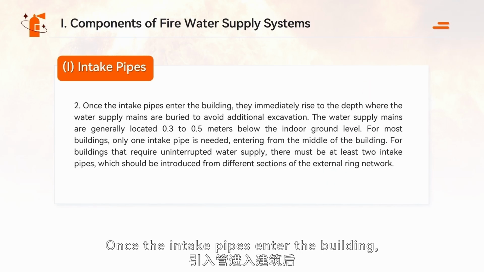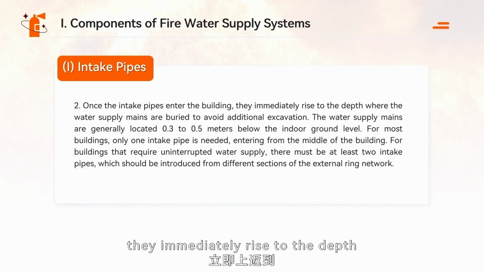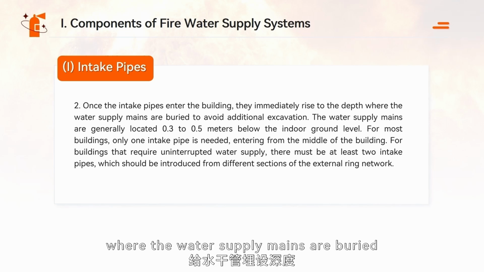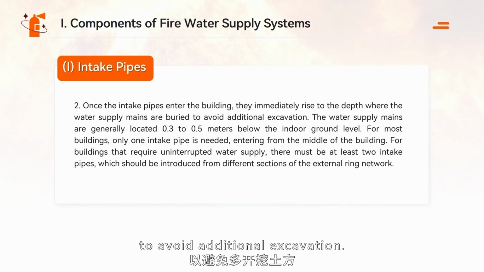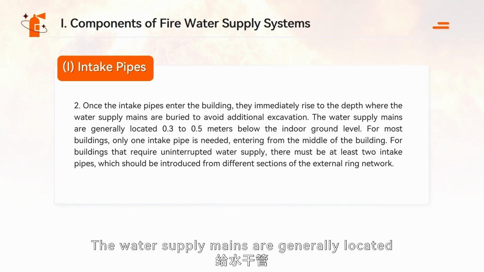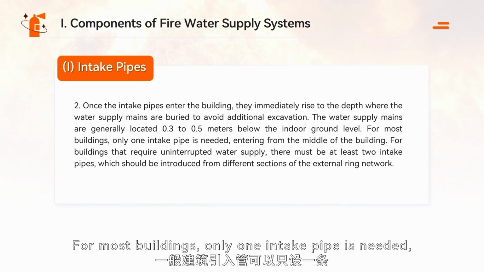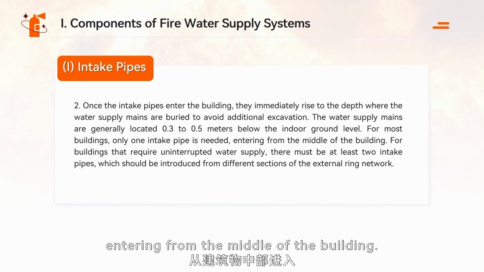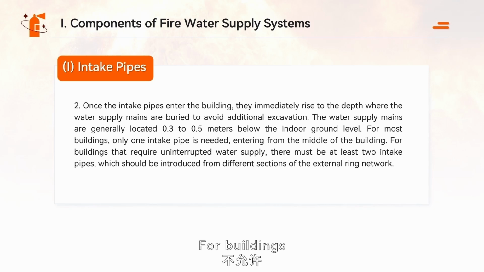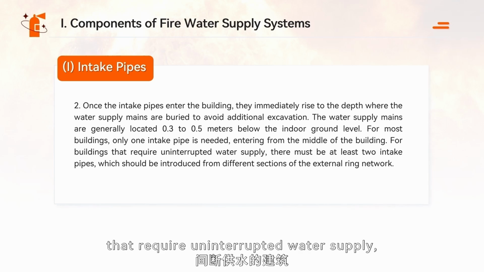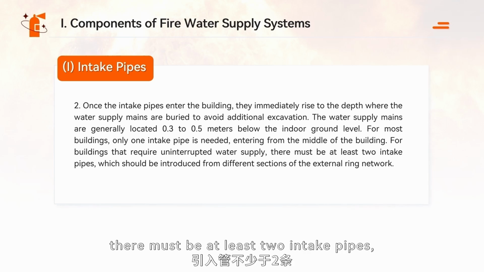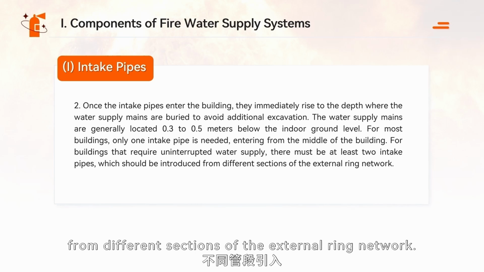Once the intake pipes enter the building, they immediately rise to the depth where the water supply mains are buried to avoid additional excavation. The water supply mains are generally located 0.3 to 0.5 meters below the indoor ground level. For most buildings, only one intake pipe is needed, entering from the middle of the building. For buildings that require uninterrupted water supply, there must be at least 2 intake pipes, which should be introduced from different sections of the external ring network.